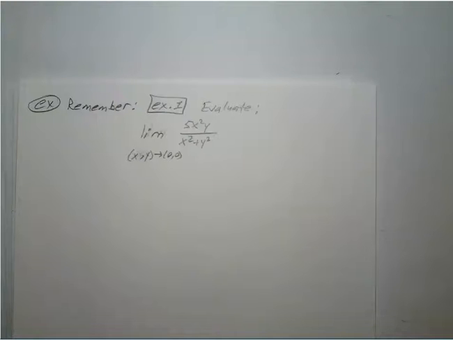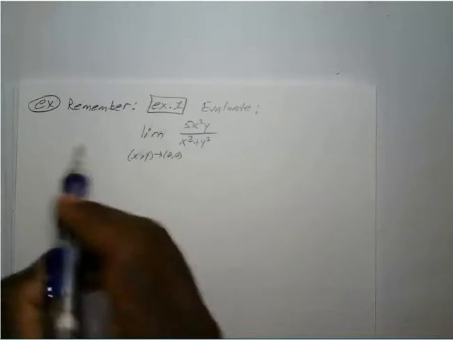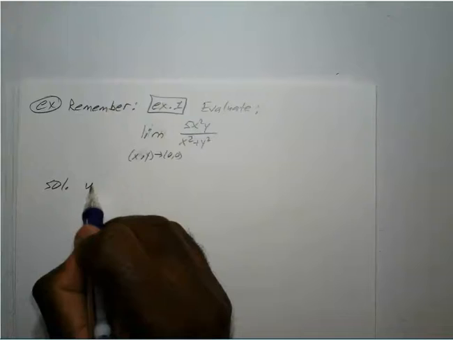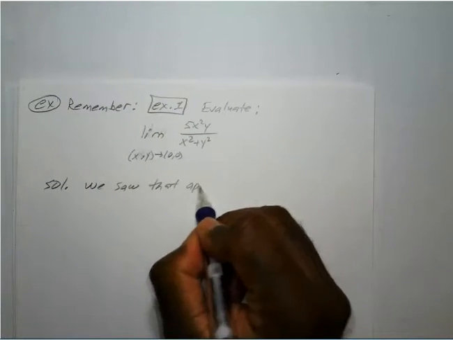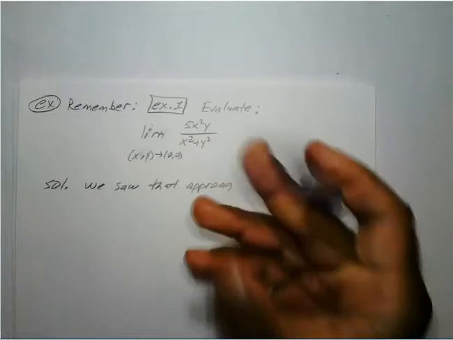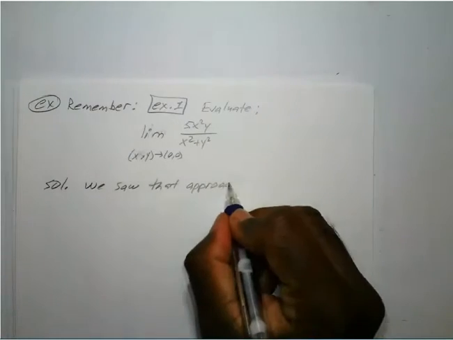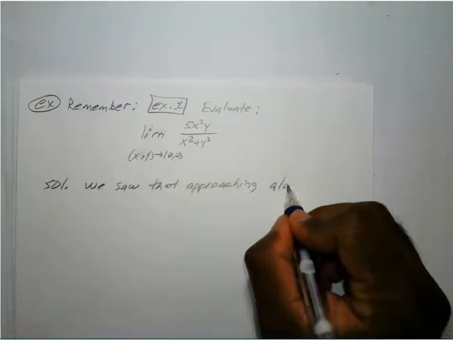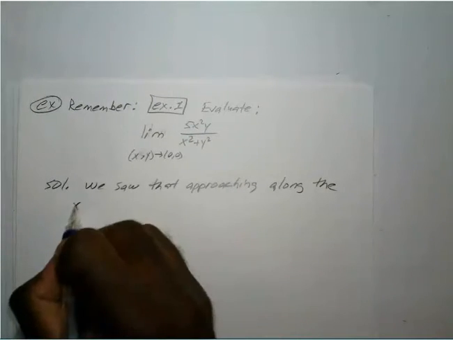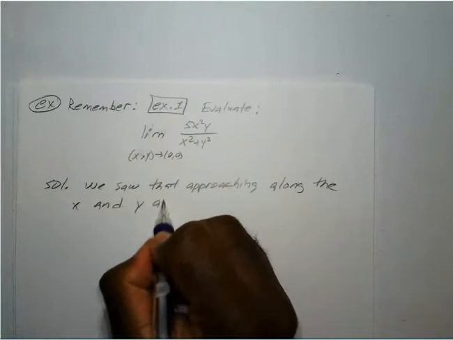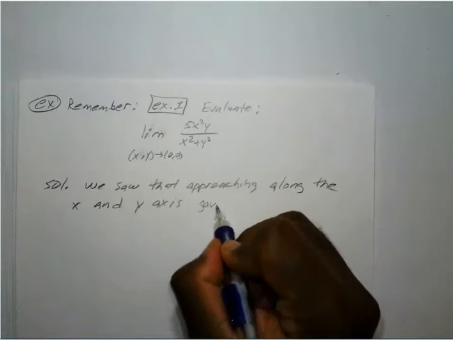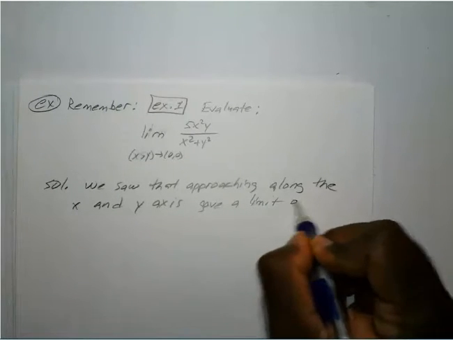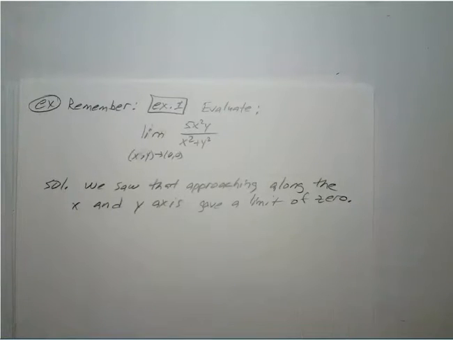Okay, so our very first example. If we went along the x and y axis, we saw that approaching along the x and y axis gave a limit of 0. Okay, so we kind of just stopped after those two.